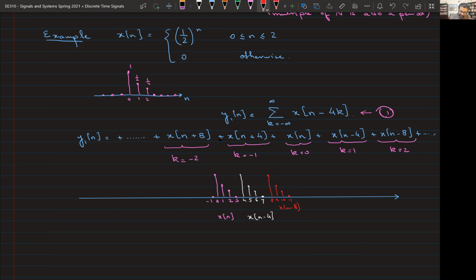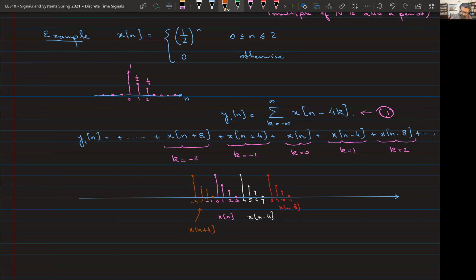Similarly, let's just go the other side just once. What would x of n plus 4 be? That would start at n equals minus 4. So this would be x of n plus 4. So this is here, then a smaller one, and then a slightly bigger one, and then here. Where this would be minus 4, this is minus 3, and this is minus 2. This is x of n plus 4, and so on and so forth.